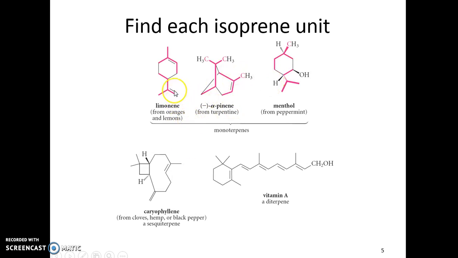So I've shown you here with limonene, alpha-pinene, and menthol the isoprene units that are in there. And now what I want you to do is go through these. This one's a little bit harder. Try it second. Go through here and try to identify your isoprene units.